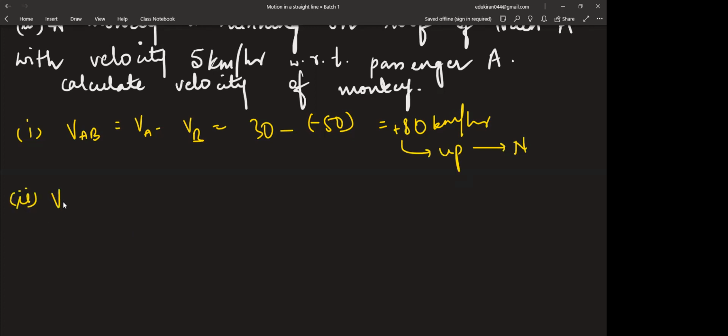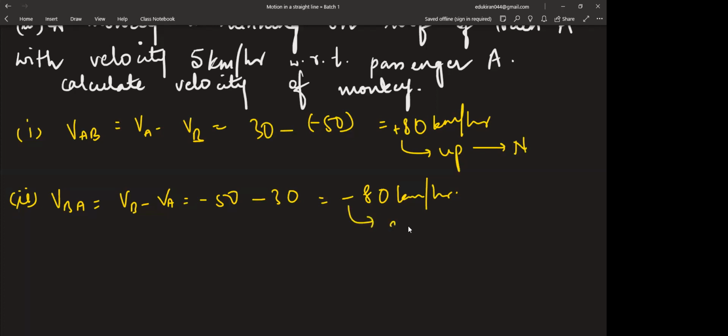Second is VBA. That will be VB minus VA. So VB is minus 50 minus, what is VA? VA is 30. So we'll be getting minus 80 kilometer per hour. Because obviously the relative velocity cannot change between two bodies. It's the relative between these two. How will it change? It's just that the direction will change. This time it is showing negative, which is downwards.